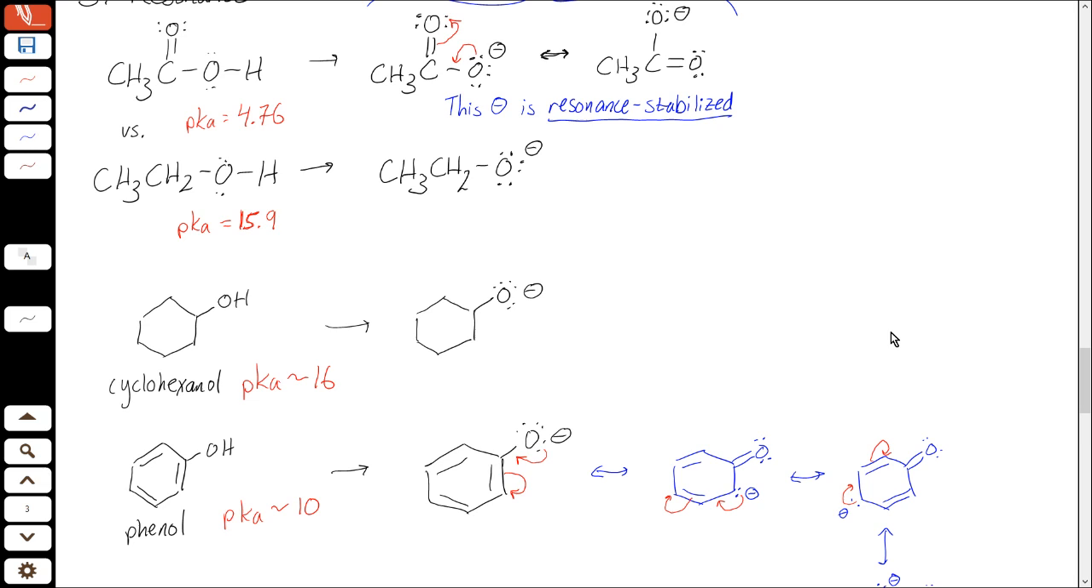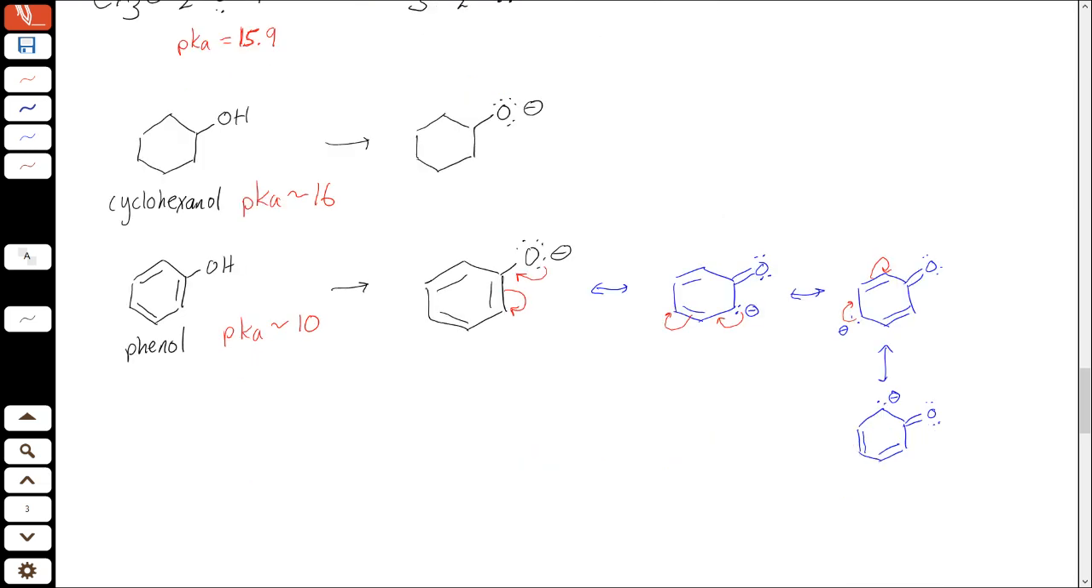So questions about that? Okay. So remember, we're always looking for, are there ways we can spread out the negative charge, or is it really stuck on one atom? And we're always looking at the conjugate base to do that, to make that judgment.